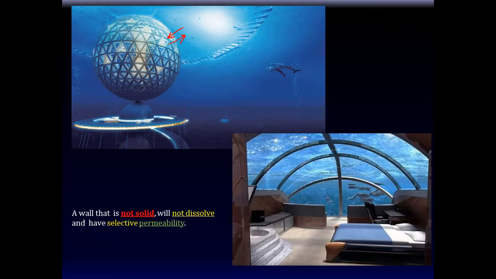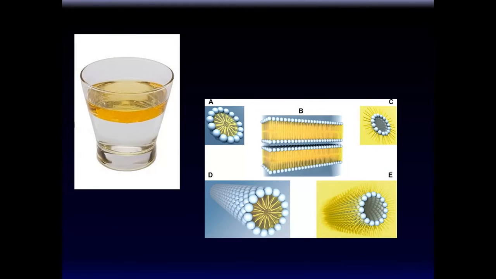It's called selective permeability. So this wall is not solid, and it will not dissolve, although it's surrounded on both sides by liquids, and it itself is a fluid structure, you will see. Selective means it's picky. It's picky about what comes in and what goes out. Permeability is the ability for things to go through. So it has selective permeability, meaning it has the ability to control what goes in and out. These are the remarkable features of the plasma membrane.